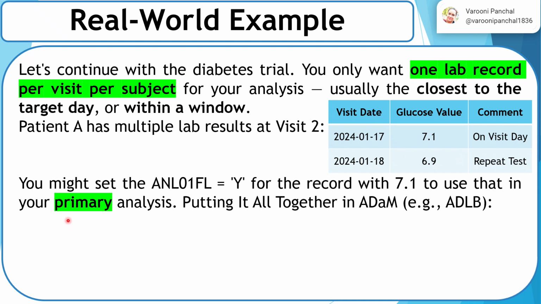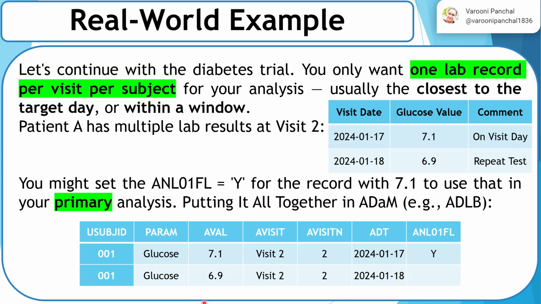Say, for example, I want to set this 0 1 flag equal to Y for the record which is 7.1, to use that in the primary analysis, right? So putting it all together, it will look like this. Say I have a unique subject ID with param glucose, the A value is 7.1, 6.9. This is my visit 2. Now remember one thing, the visit window period is only 1 day, so it falls under the window range, right?